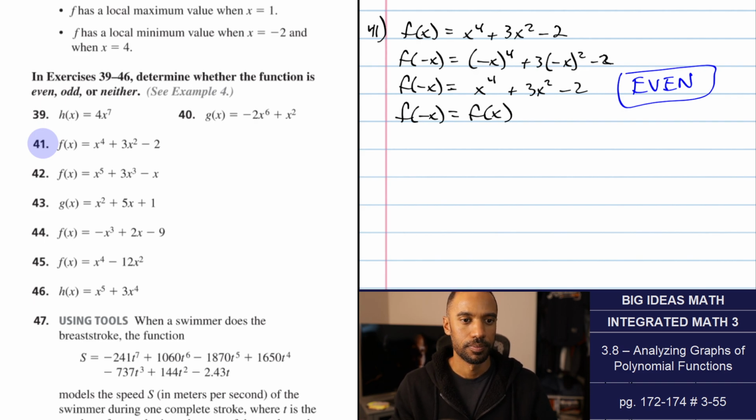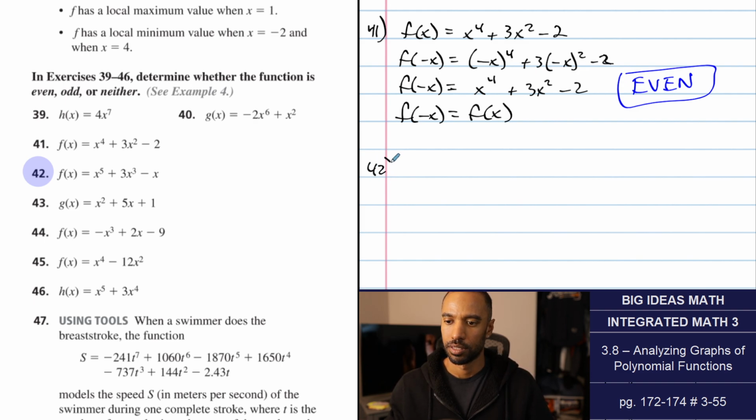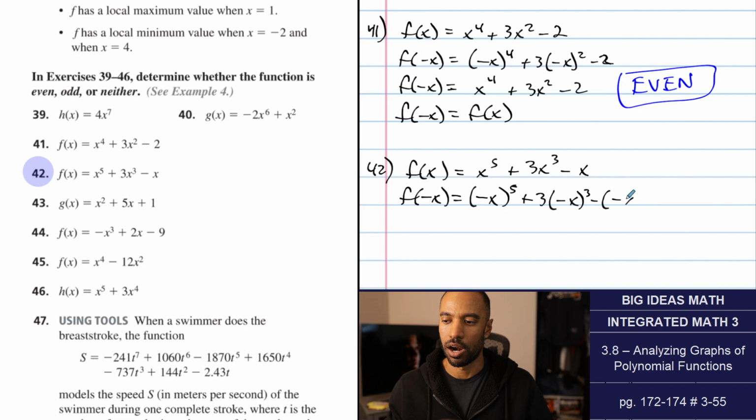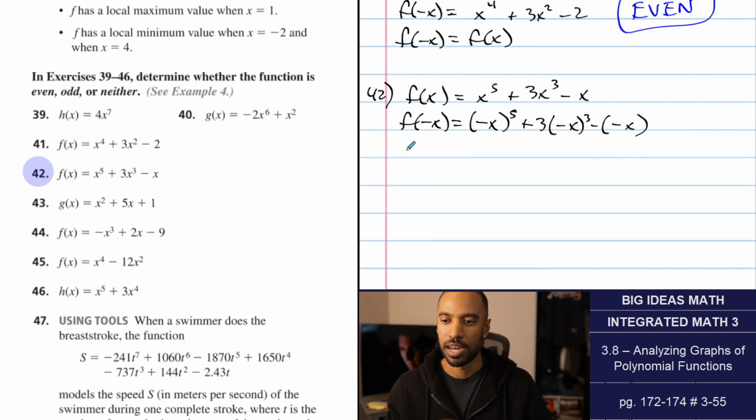Number 42, you have f of x equals x to the 5th plus 3x cubed minus x. Substituting negative x into these ones, notice how these are all odd exponents. It's not that they all have to be odd, but notice that when they are odd exponents, you'll have a change in sign. A negative number raised to an odd power will change its sign to negative. We're going to change this to negative as well. Adding a negative is subtraction. And we are going to subtract this negative, which becomes addition.